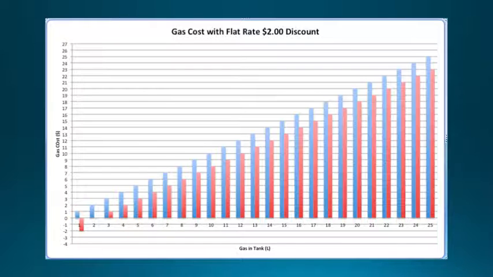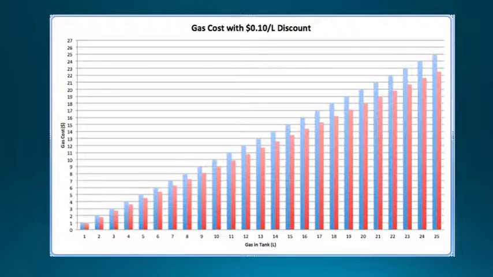This is a visual representation of a double bar graph comparing the liters of gas put into the snowmobile tank to the cost of the gas. The blue bar represents the cost of gas in dollars without applying any discount. The red bar represents the cost of gas in dollars after adding the flat rate $2 discount. This would be a good time to pause the video and reflect on the double bar graph.